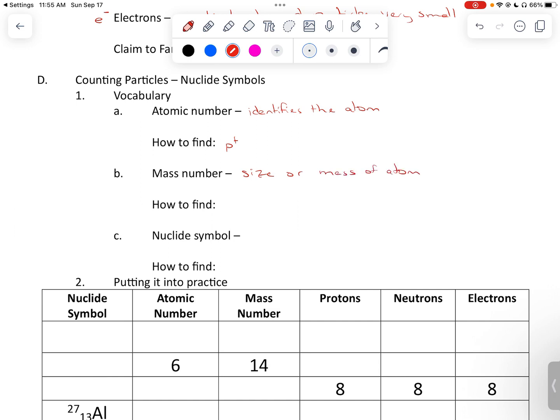And how we find that is we take protons plus neutrons. So pretty simple there. And finally, what we have is the nuclide symbol. And this is like a shorthand for an element.